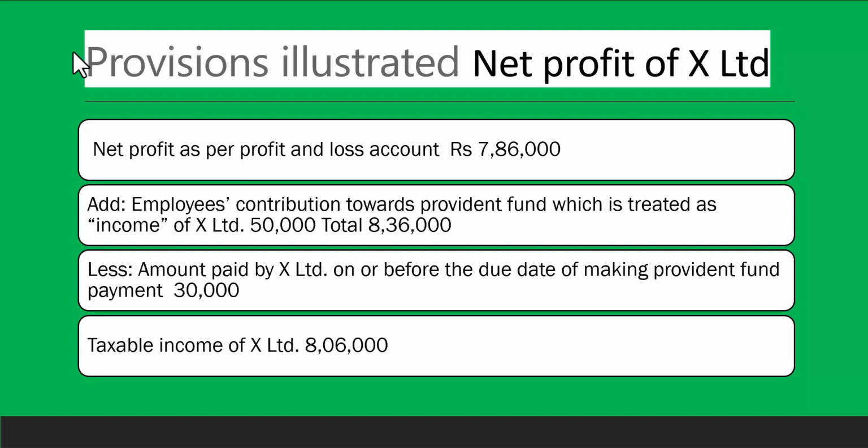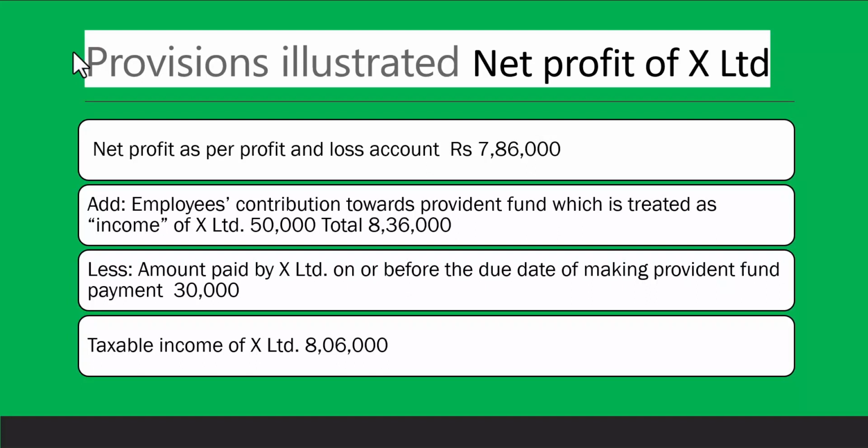So now, what was the amount which was supposed to be deposited by the employer? How much was first deducted from the employee? 50,000 rupees. His salary was 5 lakh rupees, and 50,000 was deducted from his salary. The company was supposed to deposit this with the provident fund authorities, but they deposited only 30,000 before the due date. So if you deposit before the due date, then you are eligible for the deduction; otherwise you have to pay tax on the higher income of 8,06,000. So you lose that exemption. Is it clear?